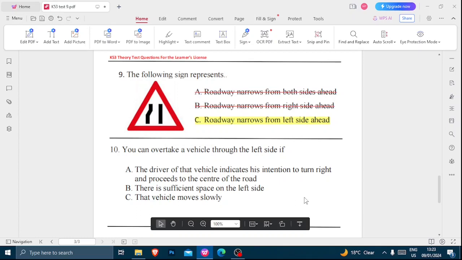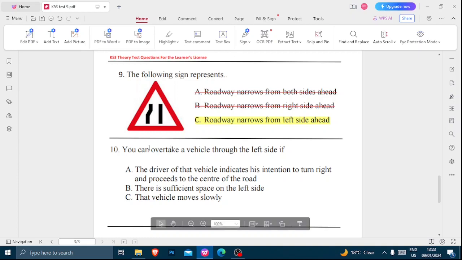Number 10. We can overtake a vehicle through the left side if, option A, the driver of that vehicle indicates his intention to turn right and proceeds to the center of the road. B, there is sufficient space on the left side. C, that vehicle moves slowly. Here I think about overtaking a vehicle from the left side.